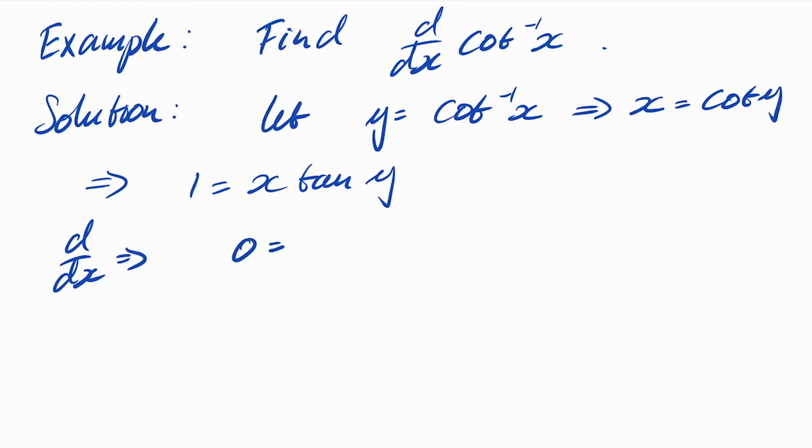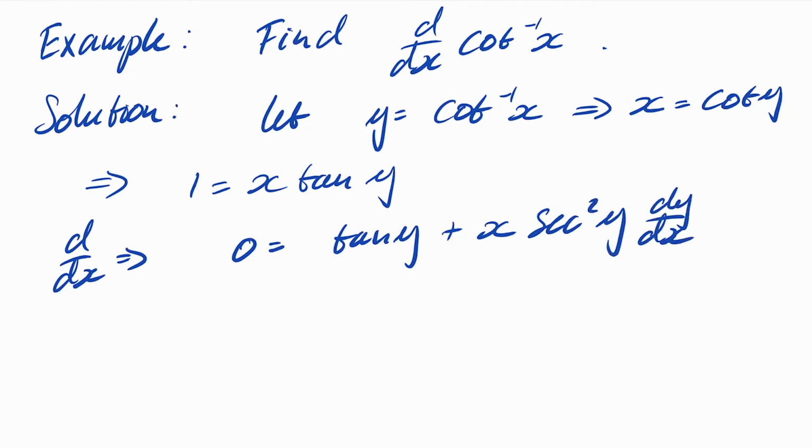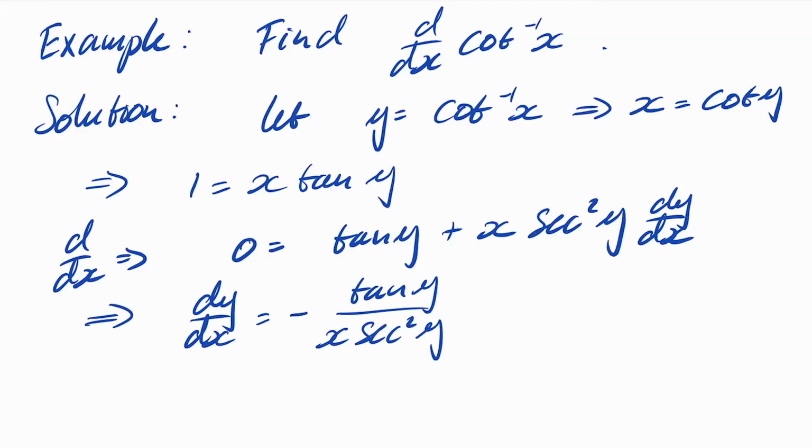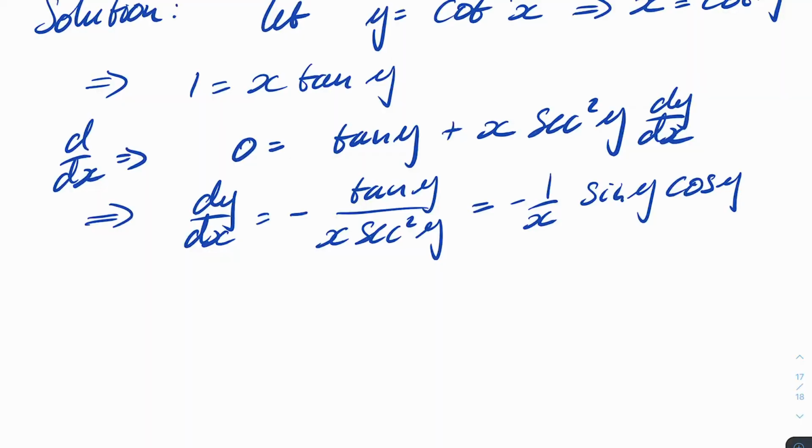So on the left we get 0, and on the right we have a product, so that's tan y plus x times the derivative of tan, which we've shown before is sec squared, times dy by dx. So now we rearrange for dy by dx, which is minus tan y over x sec squared y, and this simplifies to minus 1 over x sine y cos y. Now, that's not a very satisfactory way to write out the answer, so let's convert the y into x.